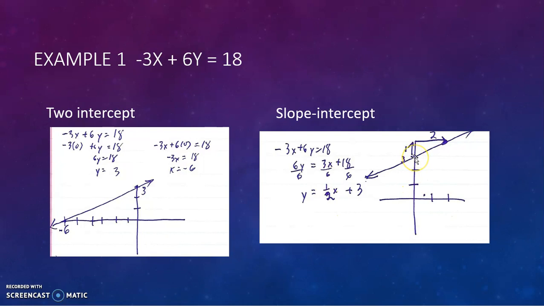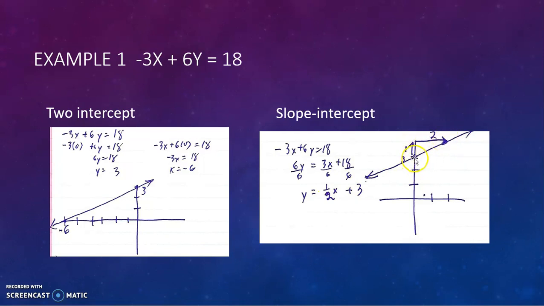So you plot the 3 on the y-axis. It's a y-intercept, so plot it on the y-axis. And then the top here, the numerator, is the change in y. So from this point, I will change my y by 1. I will move up 1 unit. Change in x is a 2. From there, I'll move to the right 2 units.